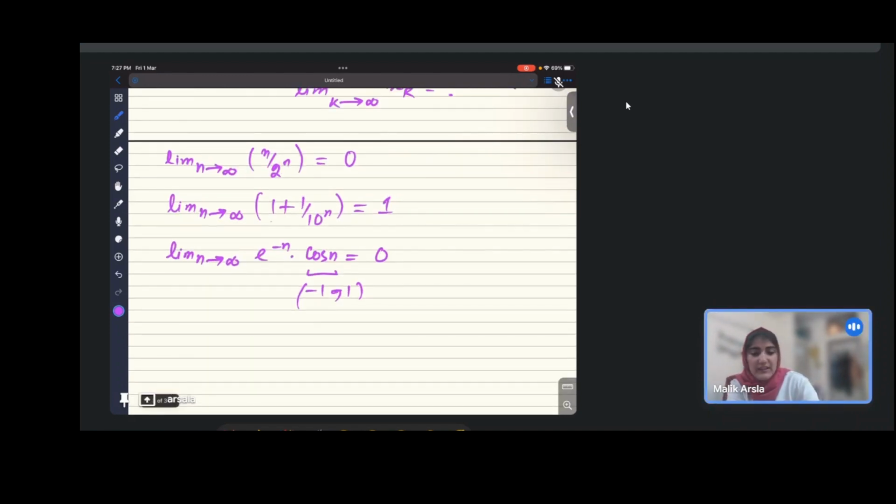So it means that when n tends to infinity, this sequence tends to this vector only. Understood? So this is the correct option.